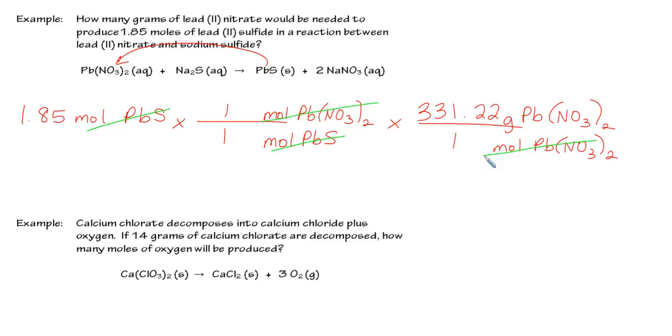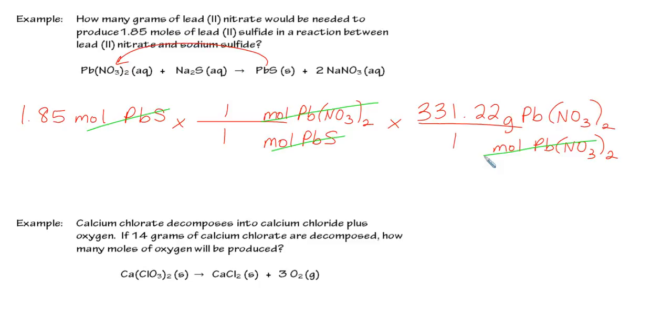All right. So the idea, again, is that the ratio in the balanced equation can be used to convert between moles. If you don't want your final answer in moles, you'll need to convert it back to grams in this case. Now I can just plug it all in my calculator. This should be an easy one.